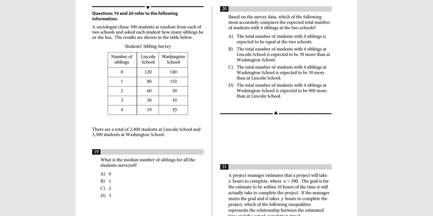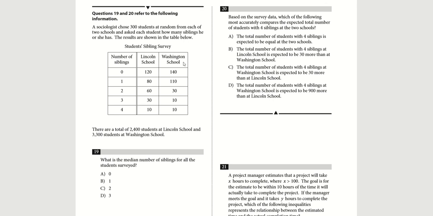We still have the same percentage of the sampled population, so it's still 10 over 300, but it's now equal to x over 3,300, since we have more students in Washington School. So 10 over 300 is still 0.0333 and so on. To solve for x, you can just multiply both sides by 3,300. So that is going to be 110. So in the first school, we had 80. In the second school, we have 110 people expected to have 4 siblings.